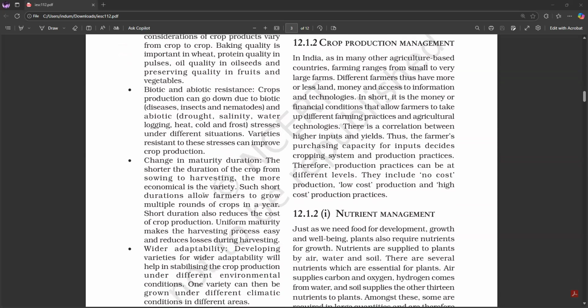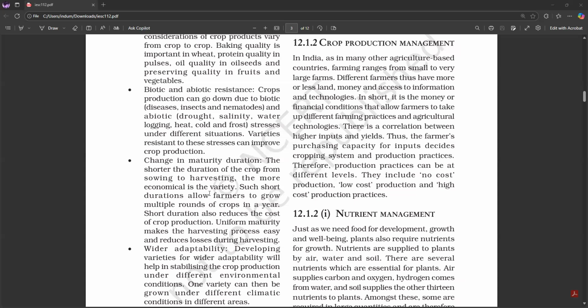Biotic and abiotic resistance. Crop production can go down due to biotic factors such as diseases, insects, and nematodes, and abiotic factors such as drought, salinity, waterlogging, heat, cold, and frost stresses under different situations. Varieties resistant to these stresses can improve crop production.